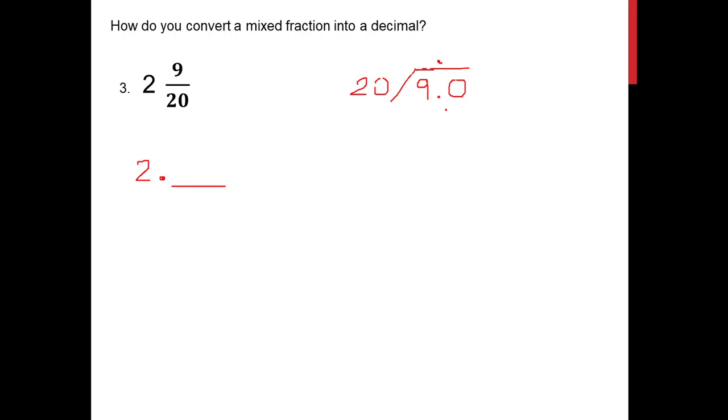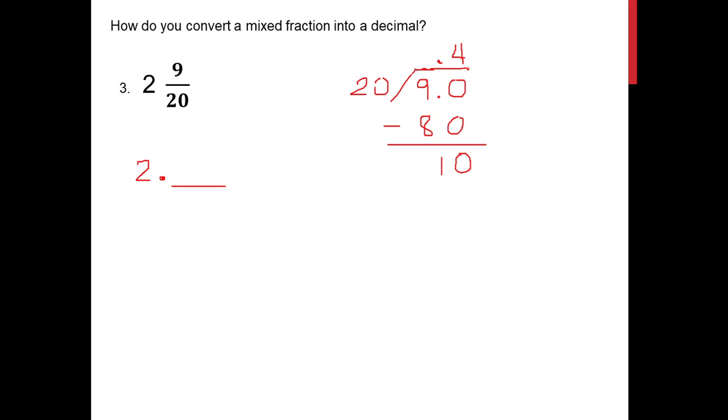So we have 20, 40, 60, 80. So there are 4 20s in 90. Then, let's multiply. 4 times 20, so you have 4 times 0, 0. 4 times 2, that is 80. Then, subtract. 0 minus 0, that's 0. 9 minus 8, that's 1.